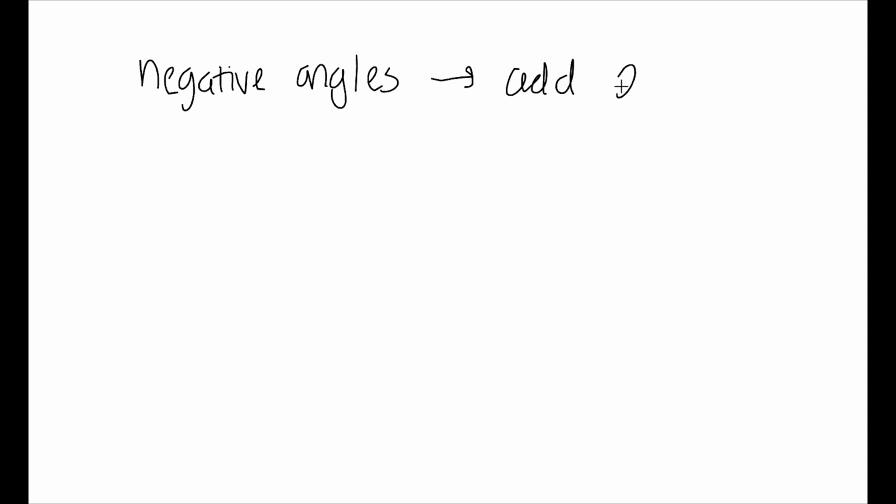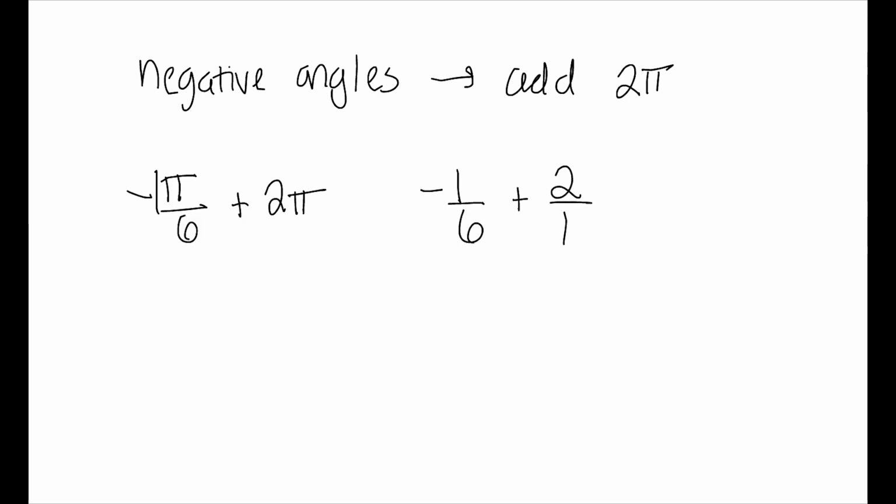And we'll use the same process for negative angles, but instead of subtracting 2 pi, we're going to add 2 pi. So what if I'm given negative pi over 6? I need to add 2 pi. So let's ignore the pi for now. There's an invisible 1 here. So you get negative 1 over 6 plus 2 over 1.